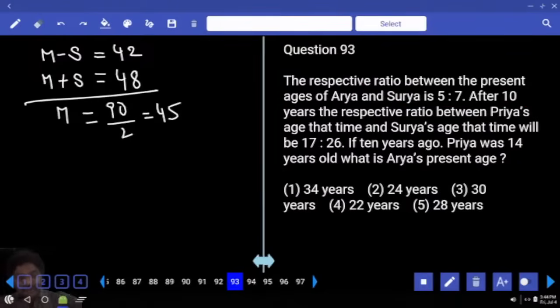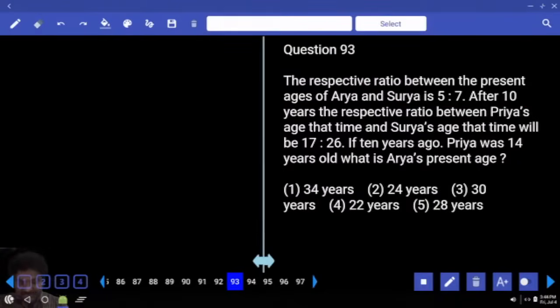The respective ratio between the present ages of Arya and Surya is 5:7. Problems on ages. Go to the question. Priya was 14 years old. What is Arya's percentage? Arya's percentage from the ratio. How many parts? It should be a multiple of. Go to the options. Only one. Yes.